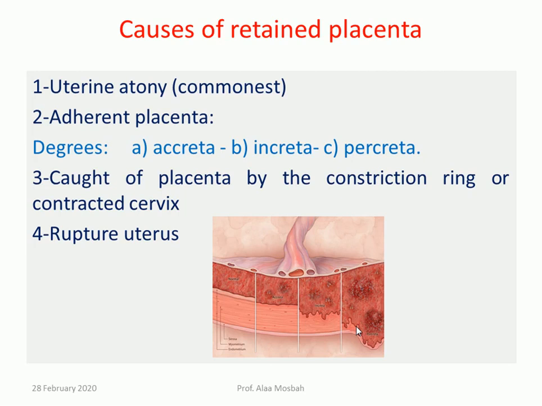Causes of retained placenta: four main causes. Uterine atony is the commonest one. Adherent or invading placenta, like accreta, increta, percreta. Caught or trapping of the placenta by the constriction ring or contracted cervix. The placenta here is separated but cannot pass through the cervix to the vagina and outside because of constriction caused by the constriction ring or by a contracted cervix. Or it may be due to ruptured uterus and escape of the placenta into the abdomen.